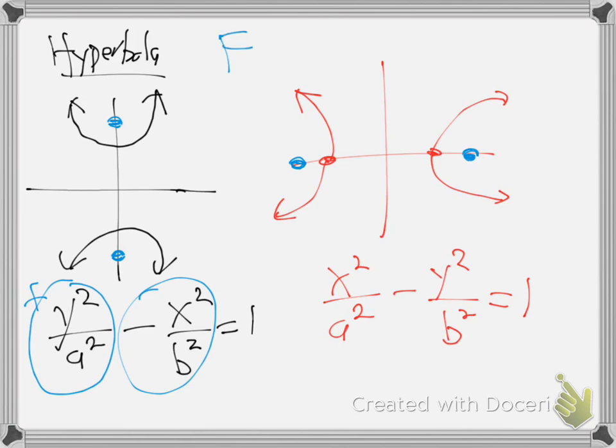And the focus equation is the literal Pythagorean theorem, a squared plus b squared is c squared. And then you know how to do the asymptote, rise over run. So yeah, I'll write it down real quick.